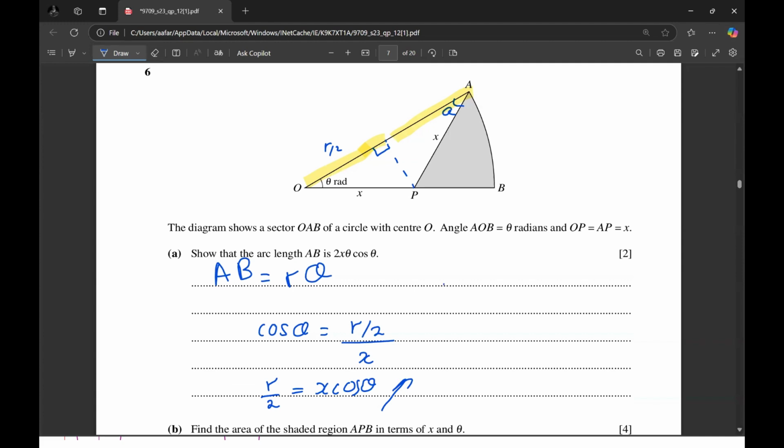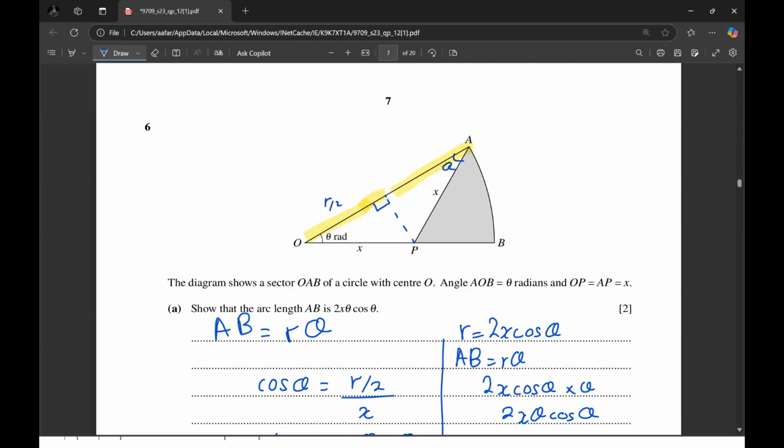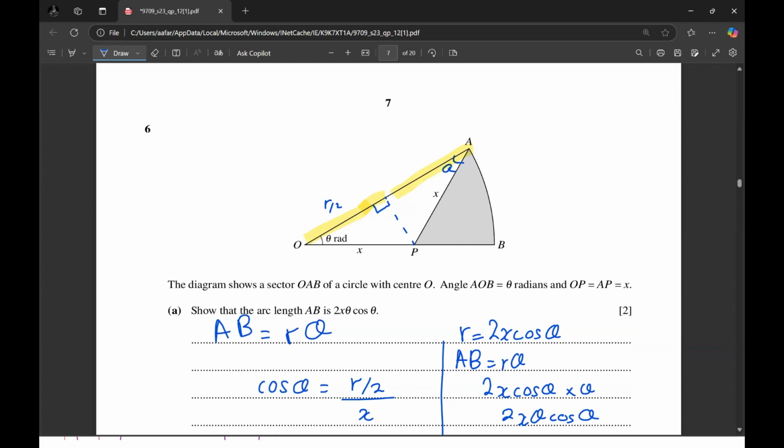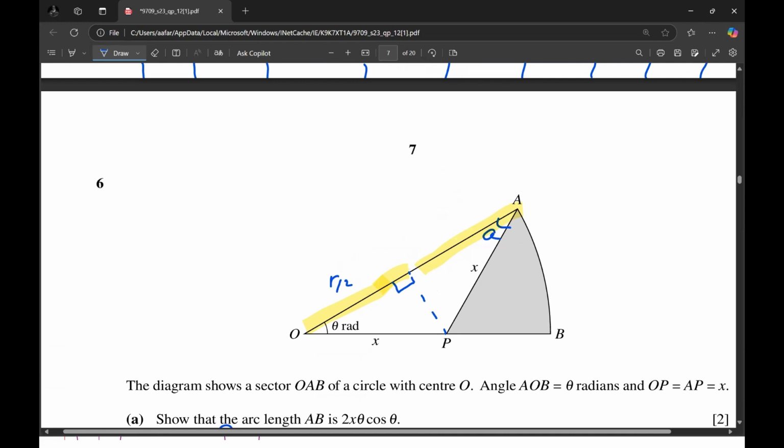What Numan was saying, we make 2 columns, get r is equal to 2x cos theta. And so we know that AB is equal to r theta. We substitute it with r, 2x cos theta, 2 theta. So we can write it as 2x theta cos theta. That's all. So basically, in these questions which you don't understand, just try playing with the diagram. So just check what you can do.